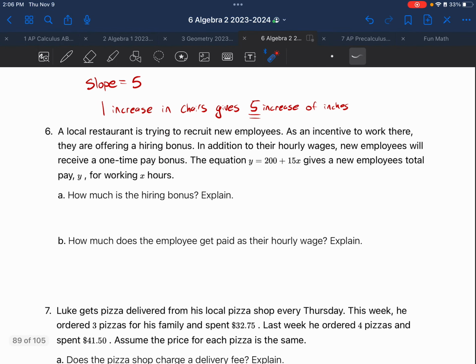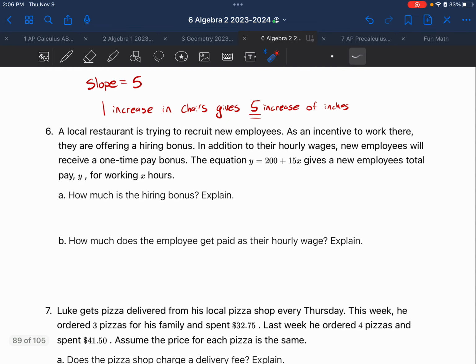All right, number 6. A local restaurant is trying to recruit new employees. As an incentive to work there, they are offering a hiring bonus. In addition to their hourly wages, new employees will receive a one-time pay bonus. The equation y equals 200 plus 15x gives new employees total pay y for working x hours. How much is the hiring bonus?